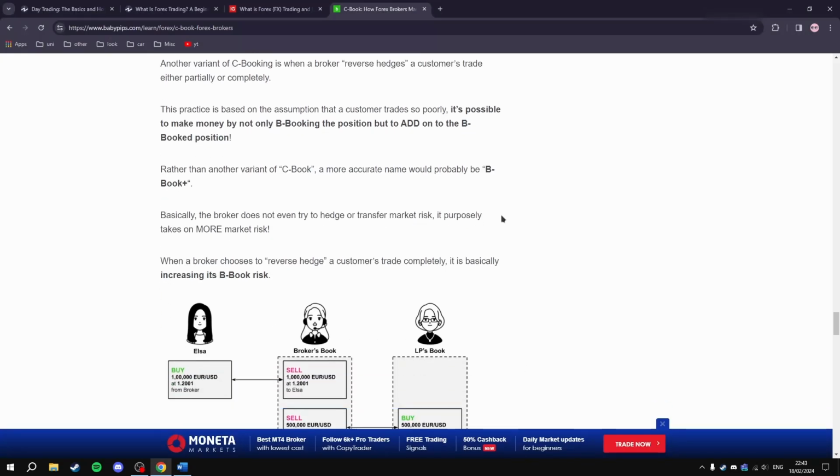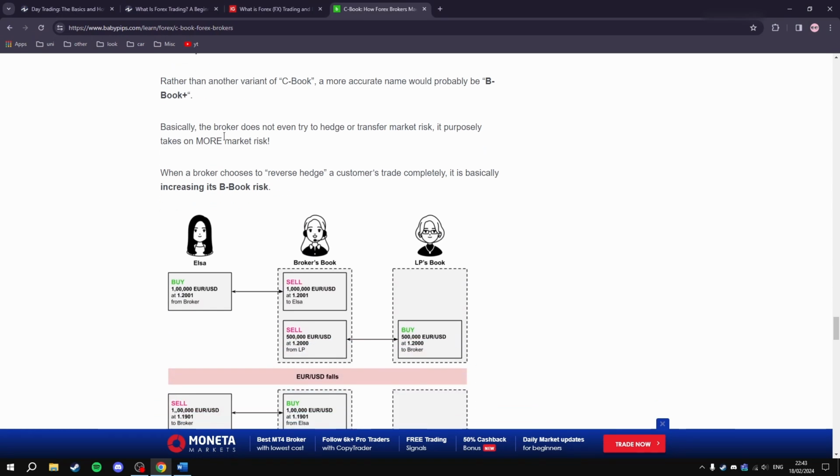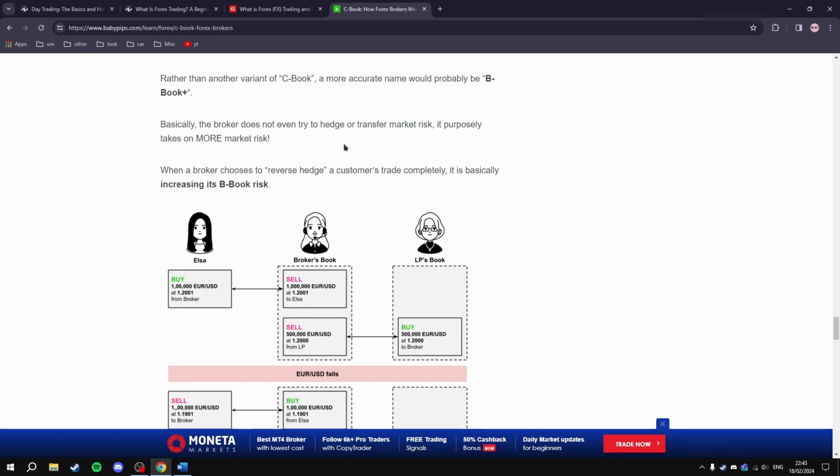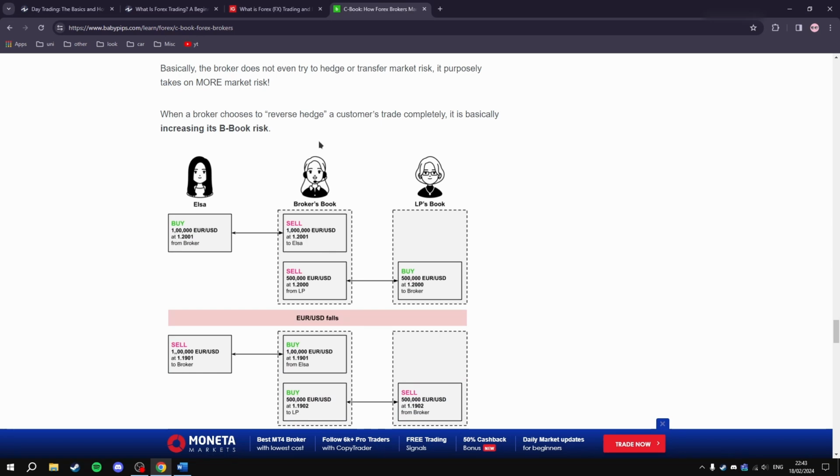Rather than another variant of C-book, a more accurate name would probably be B-book plus. Basically, the broker does not even try to hedge or transfer market risk. It purposefully takes on more market risk. When a broker chooses to reverse hedge a customer's trade completely, it's basically increasing its B-book risk.